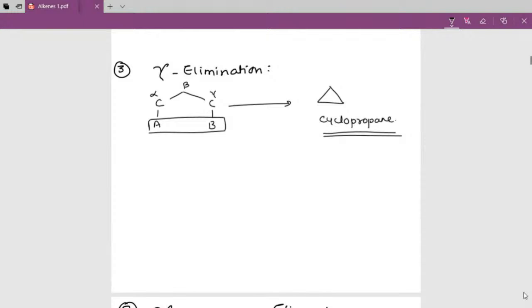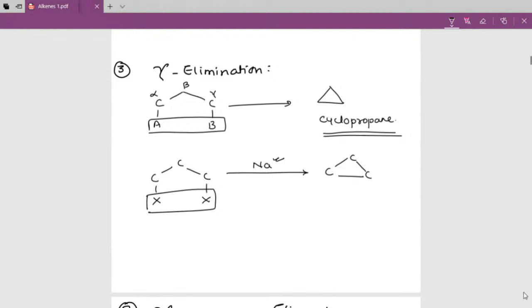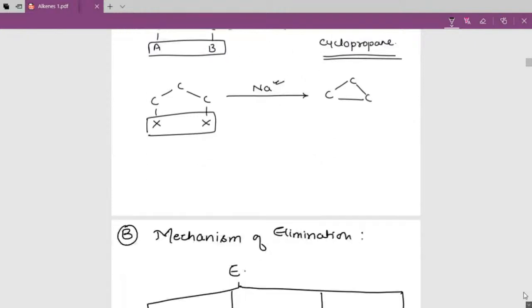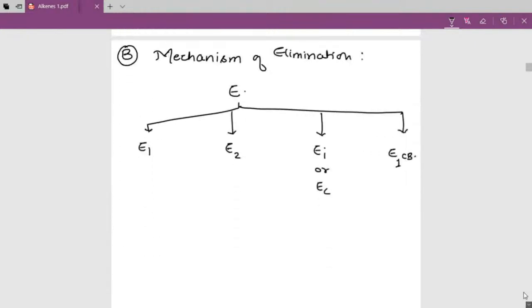Correct. Let me exemplify. Yesterday or the day before yesterday, somewhere we studied the Wurtz reaction, and I told you the very high yield in this cyclopropane formation, almost 93 to 96 percent yield is obtained. This type of dehalogenation with the help of metal is certainly an example of gamma elimination. So, this was the classification of elimination based on the relative positions of the groups that we are eliminating.